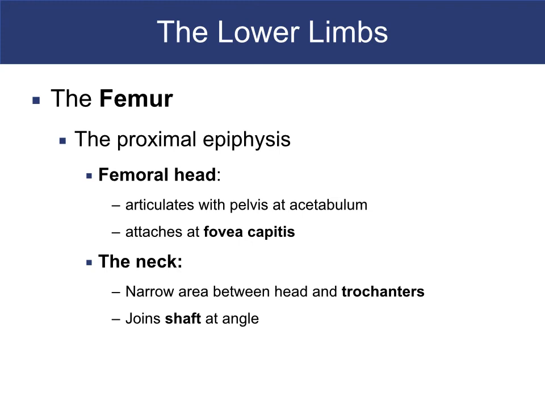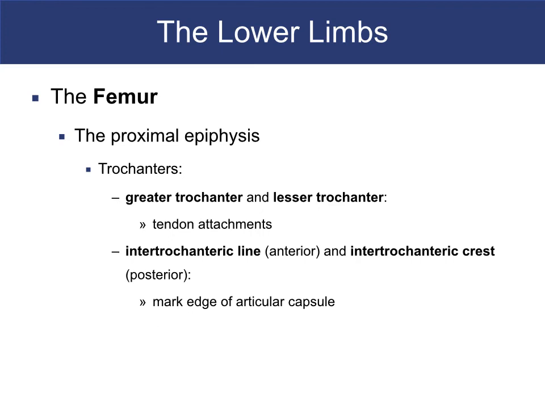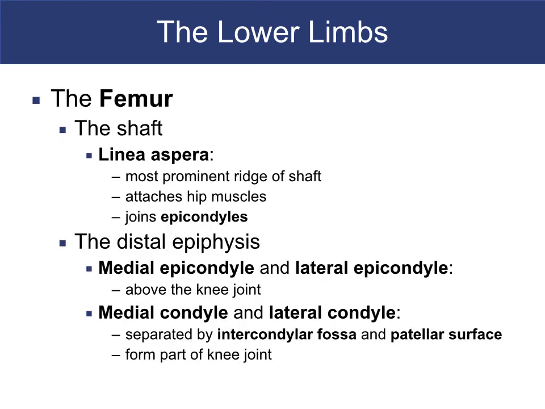This is the shaft. The proximal epiphysis involves these 2 trochanters, the greater one and the lesser one. The intertrochanteric line is this line right here that runs between the 2 trochanters, from one trochanter to the other. The linea aspera is a prominent ridge down the shaft. This is it right here. It runs down the back side of the femur.